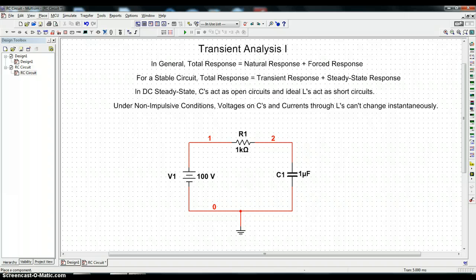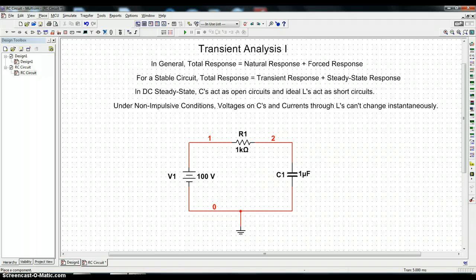Another thing to mention here is that in non-impulsive conditions, whenever an impulse function is not assumed in the input, the voltages on capacitors cannot change instantaneously, and the currents through inductors cannot change instantaneously. This means that an initially uncharged capacitor acts as a short circuit. Now, it's not really a short in the sense of conduction, but it acts as if it's a short in the sense that you can't create voltage across it instantaneously.